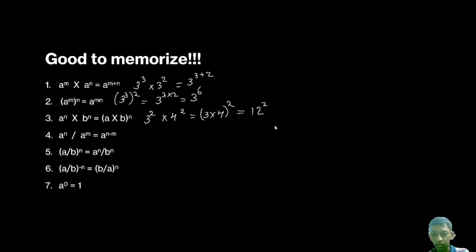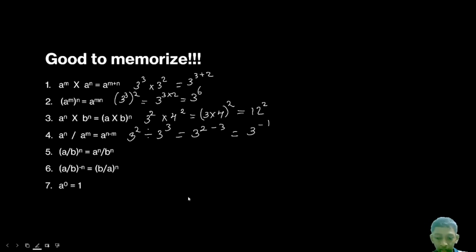Let's move to the fourth one. a raised to the power of n divided by a raised to the power of m. So in division, when there is the same base but the exponents are different, then you have to subtract them. In multiplication, you have to add them. 3 raised to the power of 2 divided by 3 raised to the power of 3. So this is equal to 3 raised to the power of 2 minus 3. Then this is equal to 3 raised to the power of minus 1.